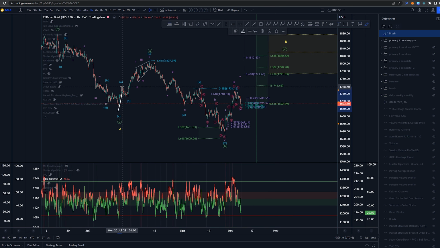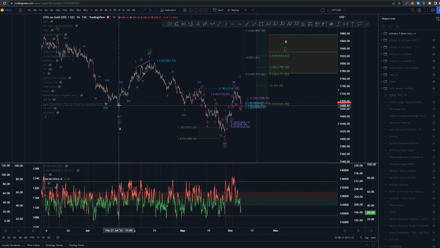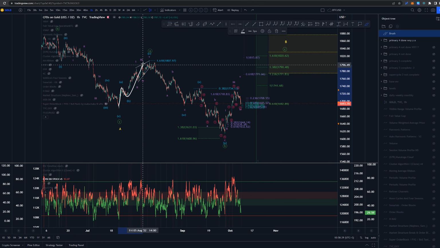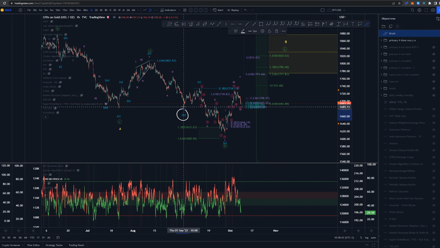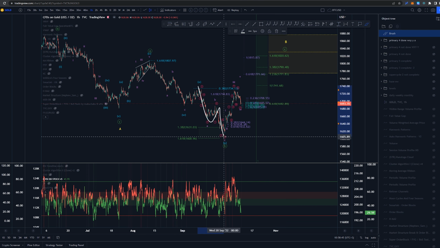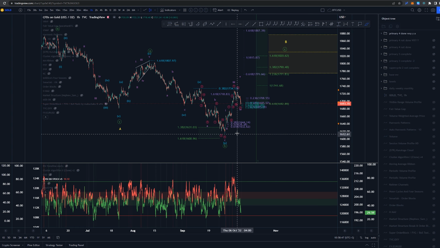In this one we were talking about this being an ABC, starting from the lows of July 21st around 1682 and giving us this three-wave structure into wave A. Then an ABC into W, three waves into X, and another ABC down here to wave B. And from B, what we are expecting is a five-wave structure for the C as always.